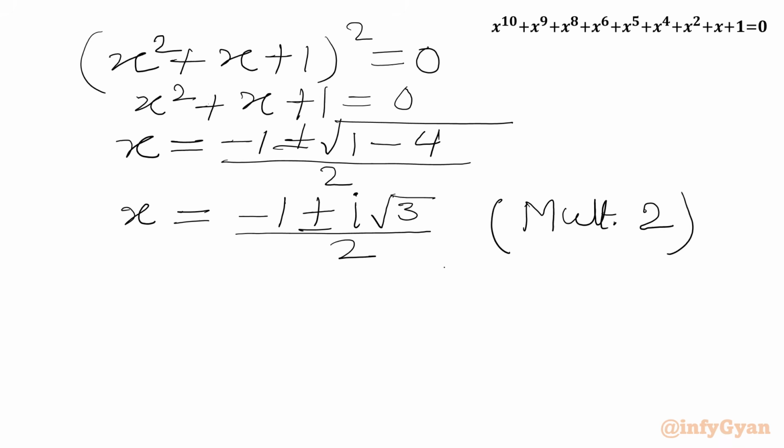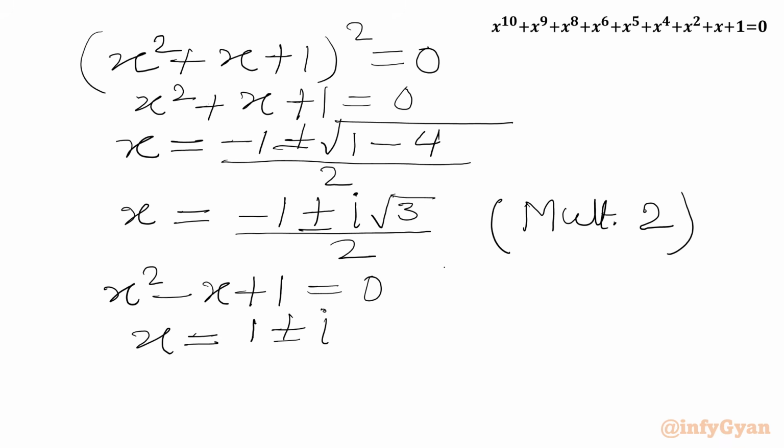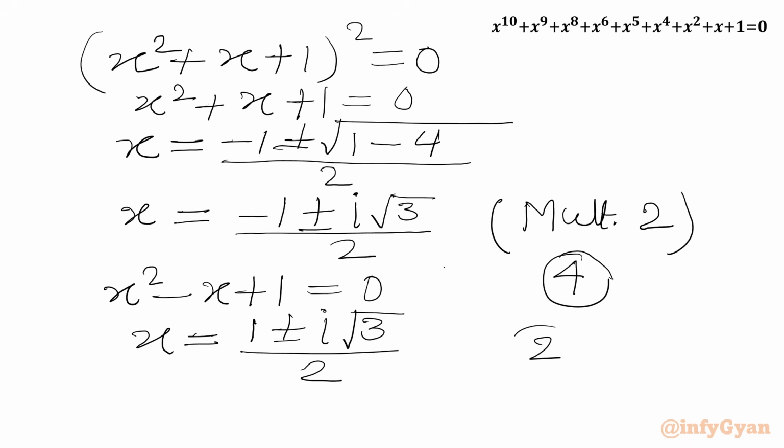Now we will take up the second equation, x square minus x plus 1 equal to 0. We are going to use the quadratic formula and we will get 1 plus minus i times square root 3 over 2. So we have 4 solutions here and we have 2 solutions here. Overall 6 solutions. Let me put it in the box.